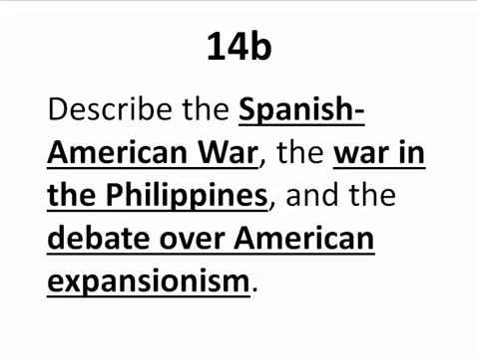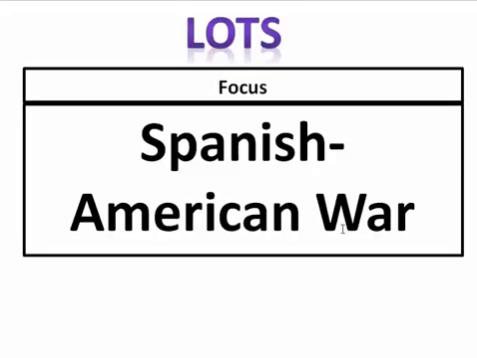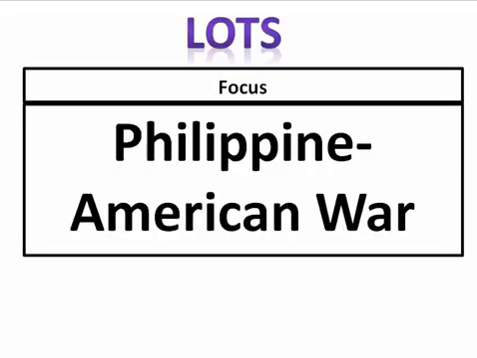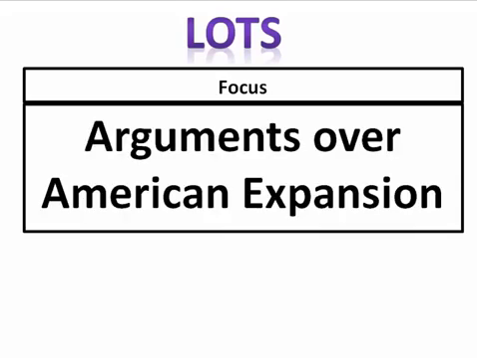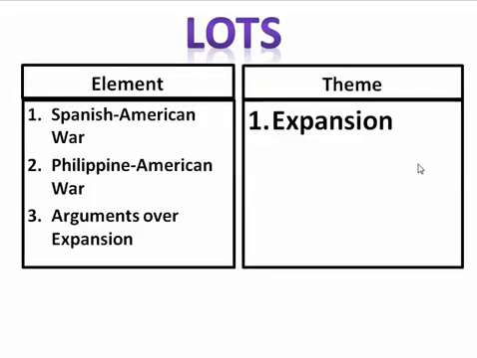Describe the Spanish-American War first. That's our first objective. And then we're going to describe the Philippine-American War. And then we're going to describe the arguments over American expansion. So our theme here is expansion of the United States. The continental United States has absorbed manifest destiny all the way to the west. We discussed that in the last unit. Now we're going to expand beyond our borders.